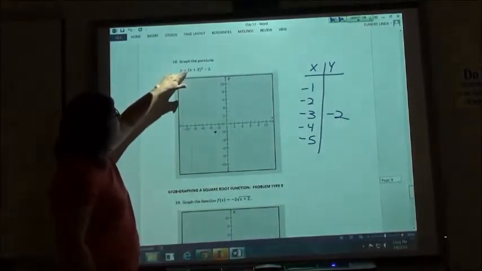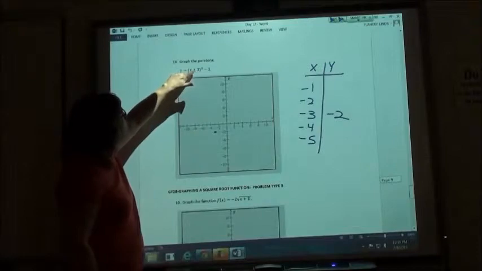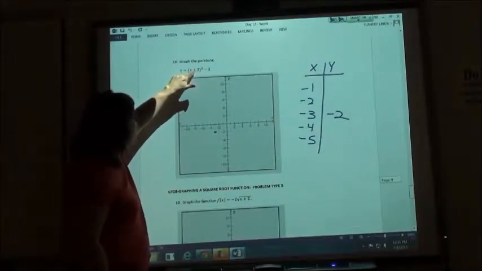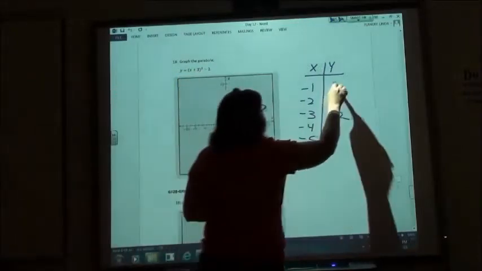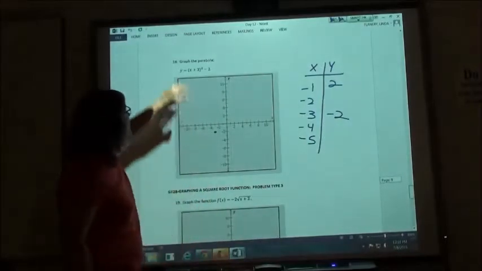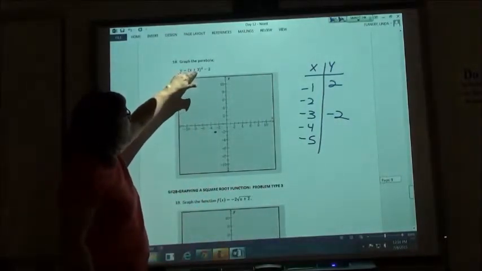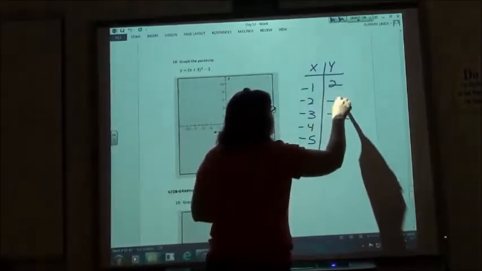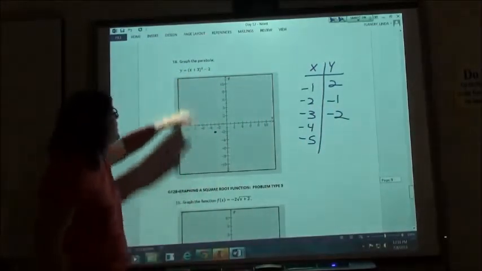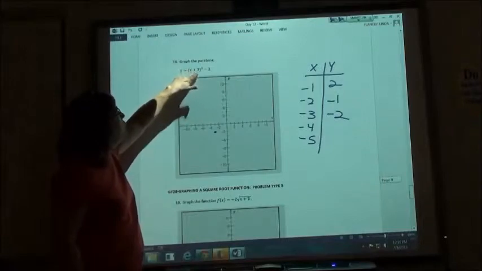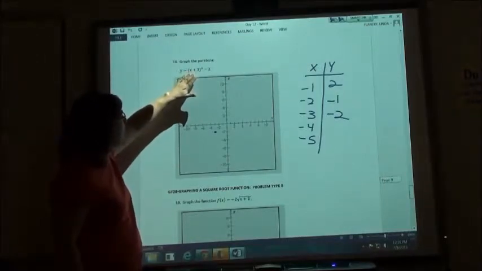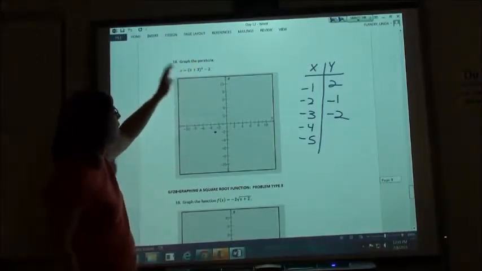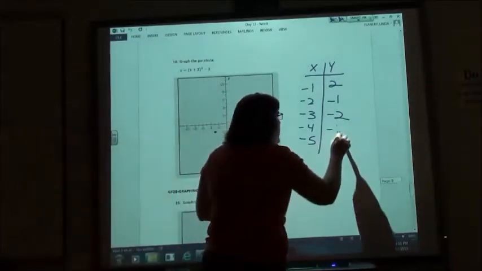So -1 plus 3 is 2. 2 squared is 4. 4 minus 2 is 2. -2 plus 3 is 1. 1 squared is 1. 1 minus 2 is a -1. -4 plus 3 is -1, but a -1 squared makes it +1, and 1 minus 2 is a -1.